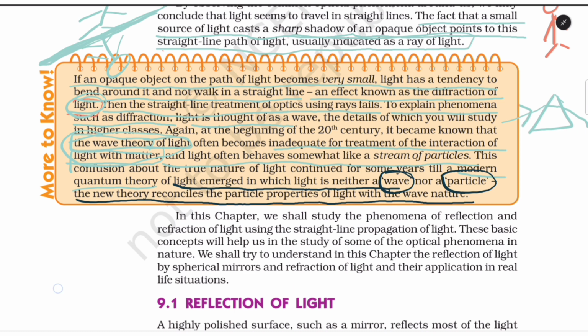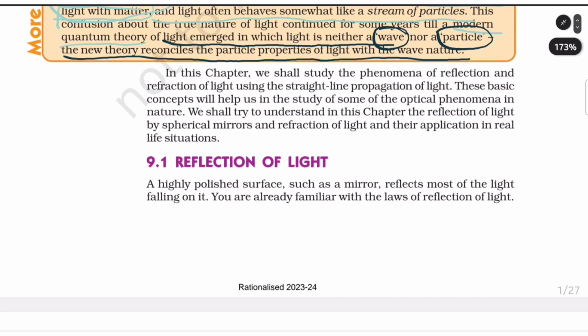Next, coming down, in this chapter we shall study the phenomena of reflection and refraction. Reflection is different and refraction is different. These two words are very important. If you want the correct meaning or definition, check the dictionary and write it above in your textbook: what you mean by reflection, what you mean by refraction.